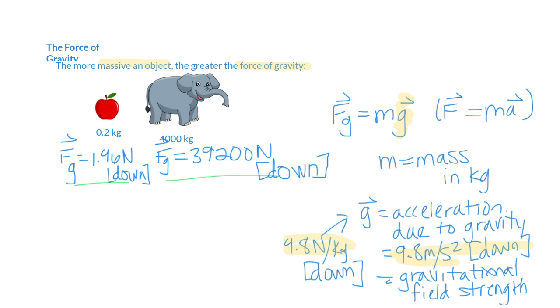If I go to another planet, it's going to change because the planet might be bigger and have a higher force of gravity, or it might be smaller and have a lower force of gravity. And on the moon, the gravitational field strength is actually 1.6 newtons per kilogram down. So if I know mass, I can find the force of gravity on Earth by using this gravitational field strength, or on any other planet using another gravitational field strength. So let me just do one example for you of that.